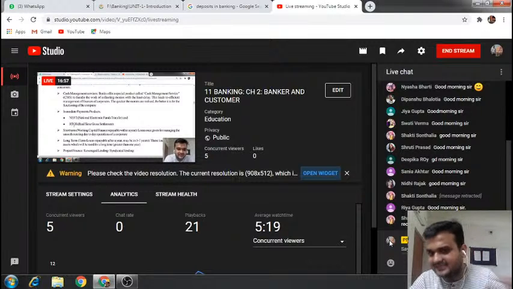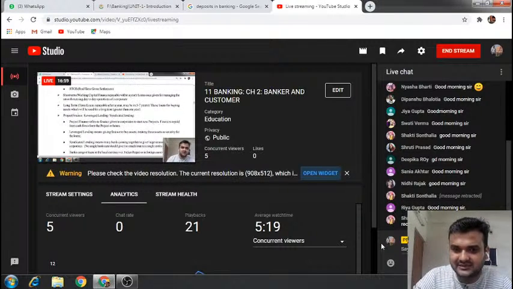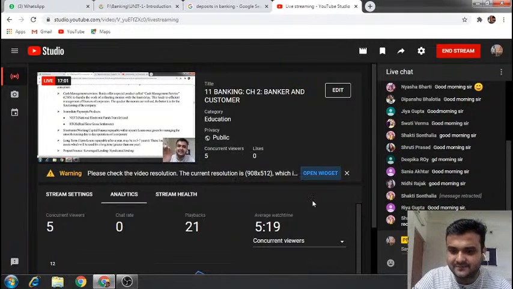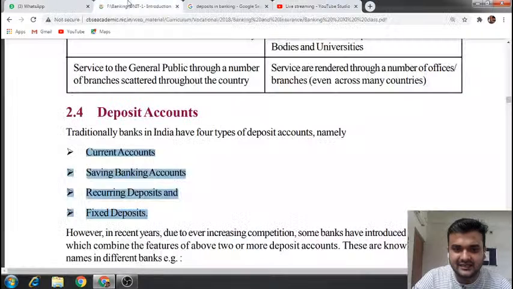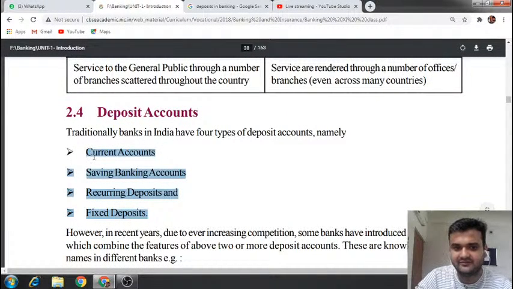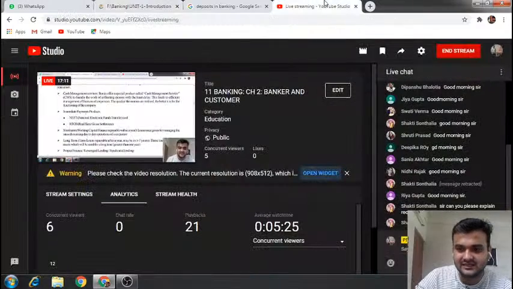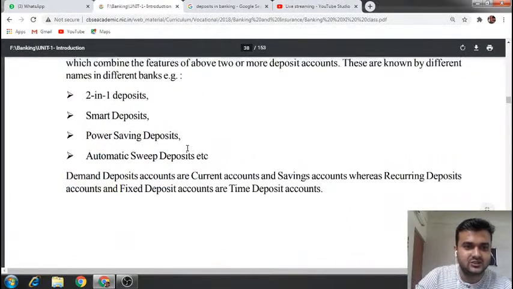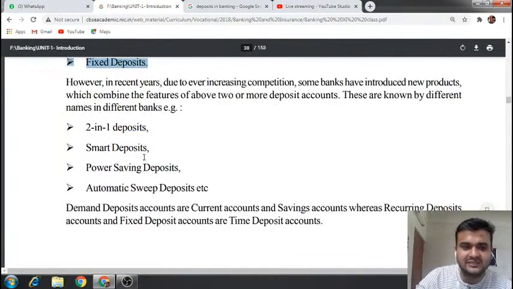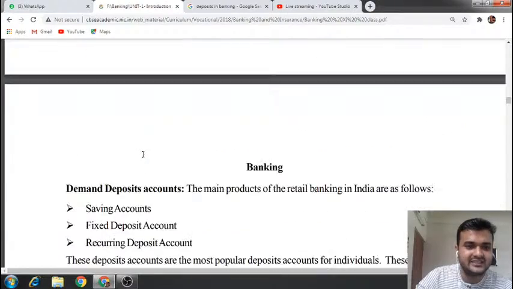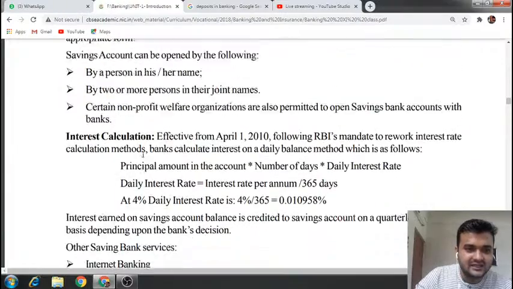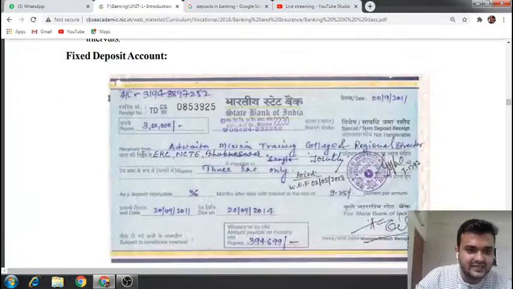Yeah, we are just starting, Shakti. We are just starting with the deposits. We haven't completed that. Okay. We are starting with this deposit. See here, we'll start with the explanation. I just gave you the names. Now we'll start with the meaning of these deposits. Clear? Okay. So current account deposit, saving account deposit, recurring account deposit, and fixed account deposit. Let me show you.